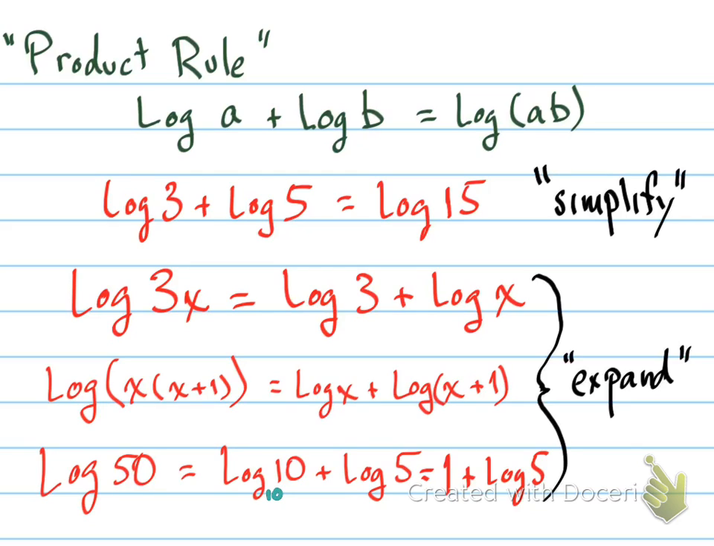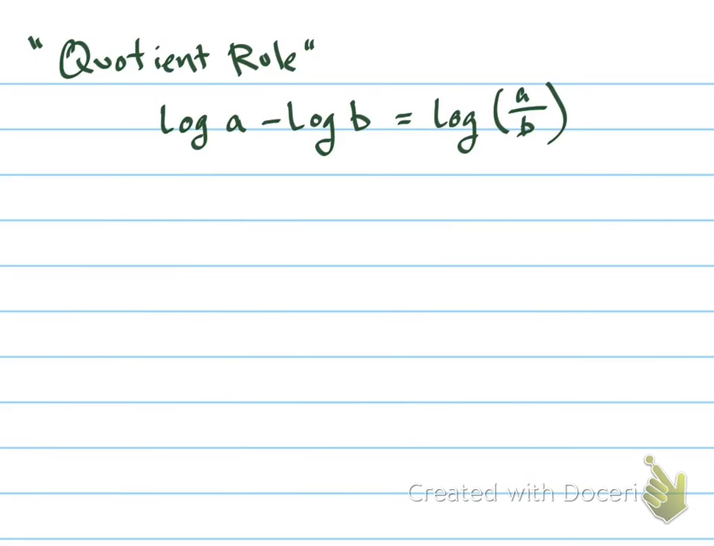By the way, those last 3 examples were things where we expand an expression, and the first one was where you would simplify an expression. So when you see those instructions in some of your practice exercises, this is what they mean. We'll do this again here for the quotient rule. Log of A minus log of B equals log of A over B. Here's a straightforward application of that.